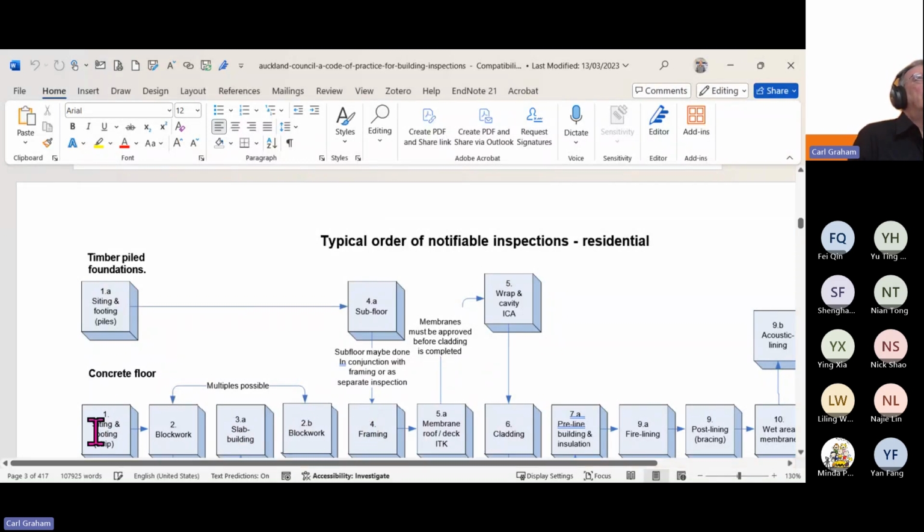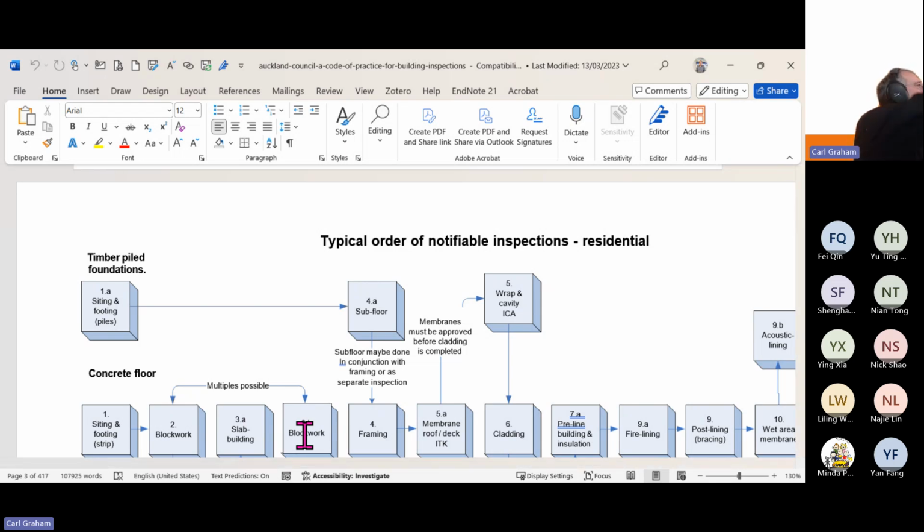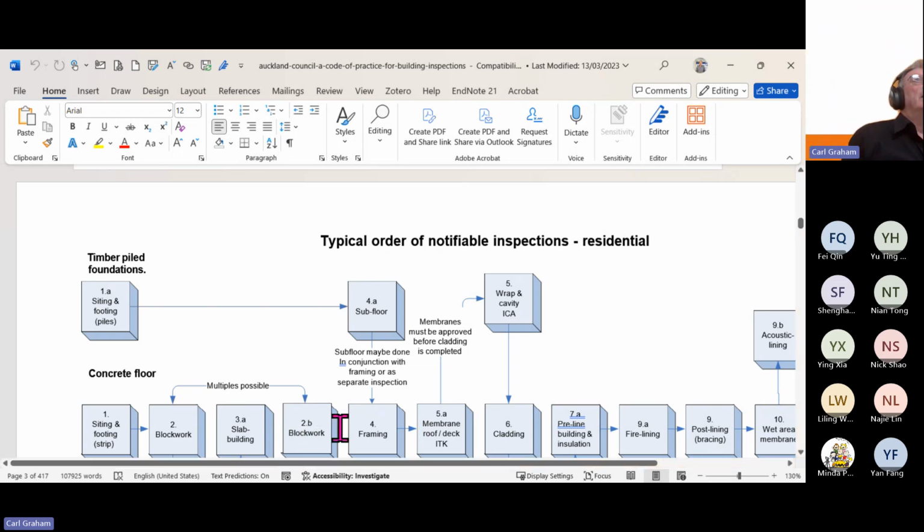Over on the left here, we've got the same inspection, but the building is different. Now you've got a building that has block work, and then you have a slab, or you might have block work, then a slab, and then more block work. That might be a situation where you have a floor and then they build block work on top of the floor and then build another, because of a pitched building site. And then you'll have framing. Then pre-line build, cladding, membrane roofing and a deck.